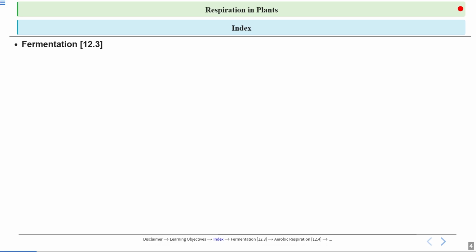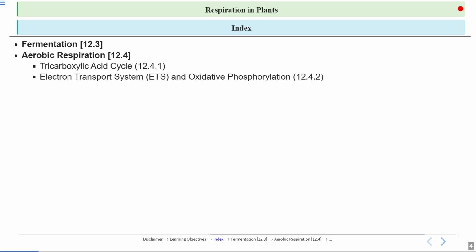This is the index. So first we will discuss fermentation, which is NCERT section 12.3. Then we will discuss aerobic respiration, which is NCERT section 12.4, where we will learn about the tricarboxylic acid cycle, electron transport system, and oxidative phosphorylation. Then we will look at the summary section, where we will take a small recap of what we have learned in today's session.